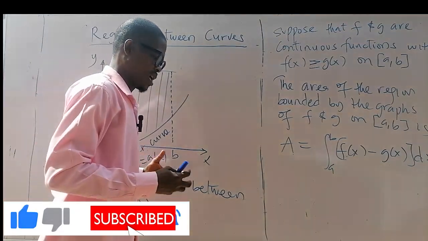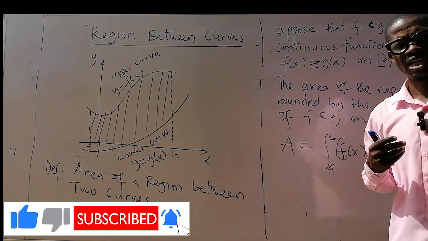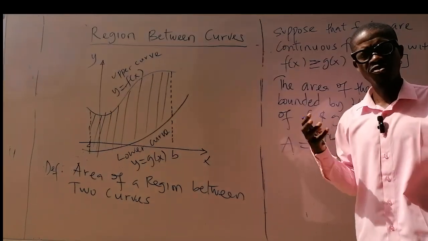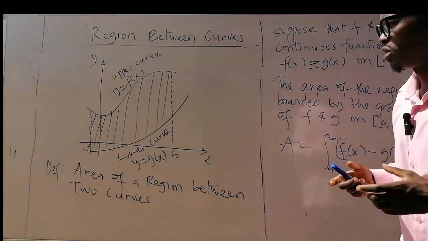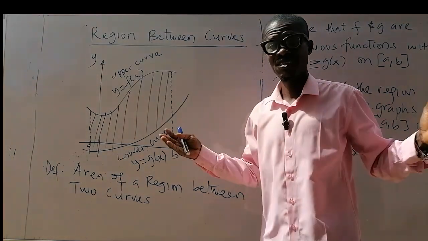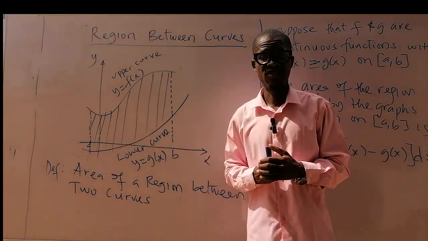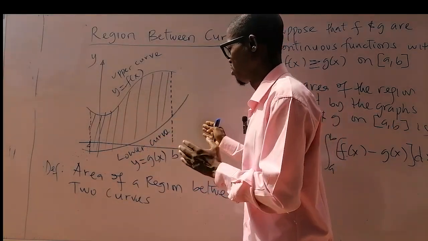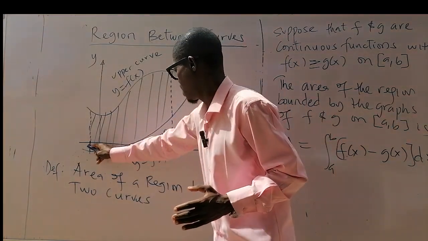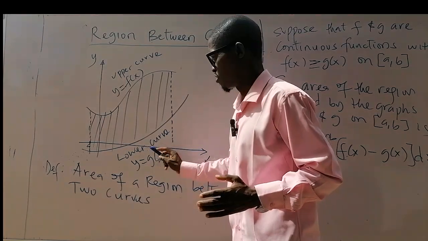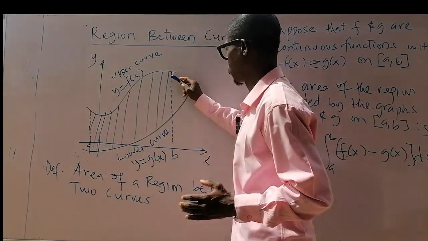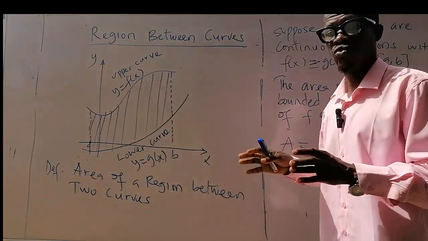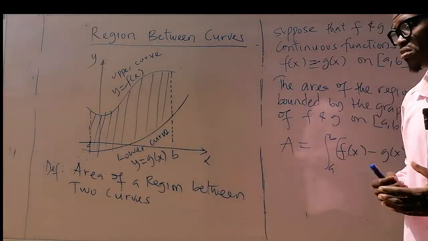So in this aspect, using integration to find the area between two curves, one of the things we're going to do is to find the points of intersection of the two graphs. In this case, the points of intersection are assumed to be a and b. That's where the two graphs intersect, and the enclosure is the area we want to find using the integral.